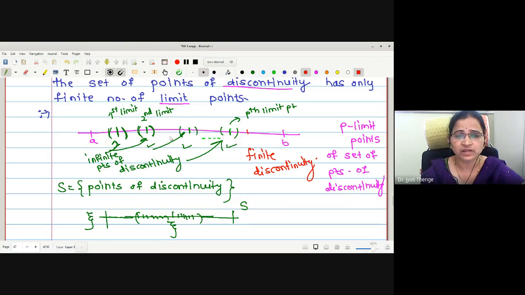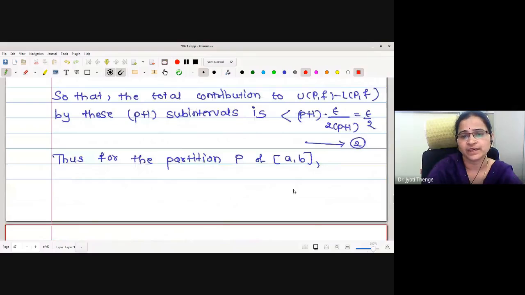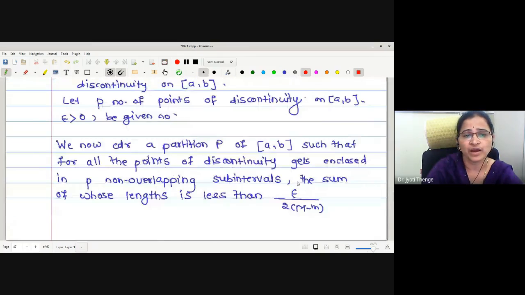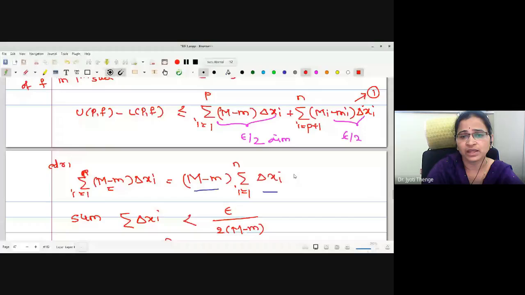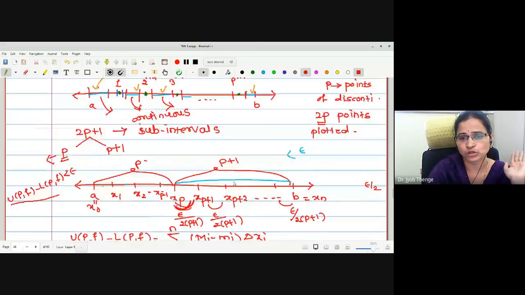Therefore, whatever the remaining subintervals, I will mark the subintervals. This is the remaining, this is the remaining, this is the remaining. This is also a remaining. Therefore, these remaining subintervals contain finite discontinuity points. Yes or no? These remaining subintervals contain finite discontinuity points. And by the previous theorem we have seen if the function contains finite points of discontinuity, then also the function is integrable.